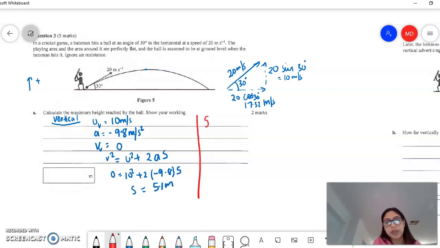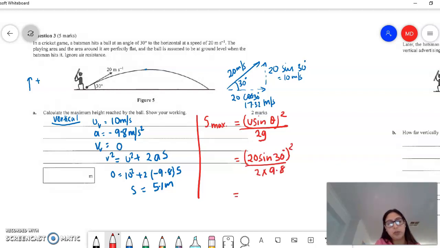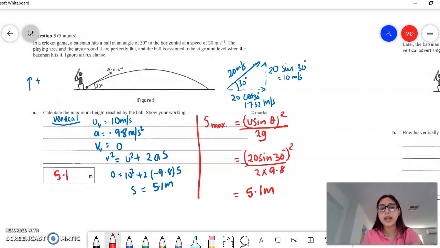Alternatively, you can also use the formula for the maximum height, which is u sin theta squared over 2g. I'm doing it both ways so you know there is another way to do this question as well. You put the value of u, which is 20, theta is 30 degrees, and 2 times 9.8, and it will also give you 5.1 meters. The points to remember here are you choose the vertical motion, and at maximum height, the vertical velocity becomes 0.